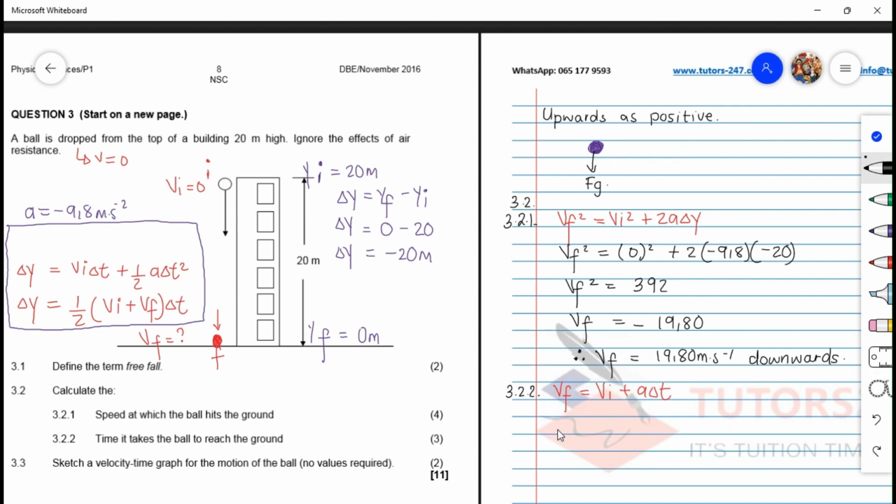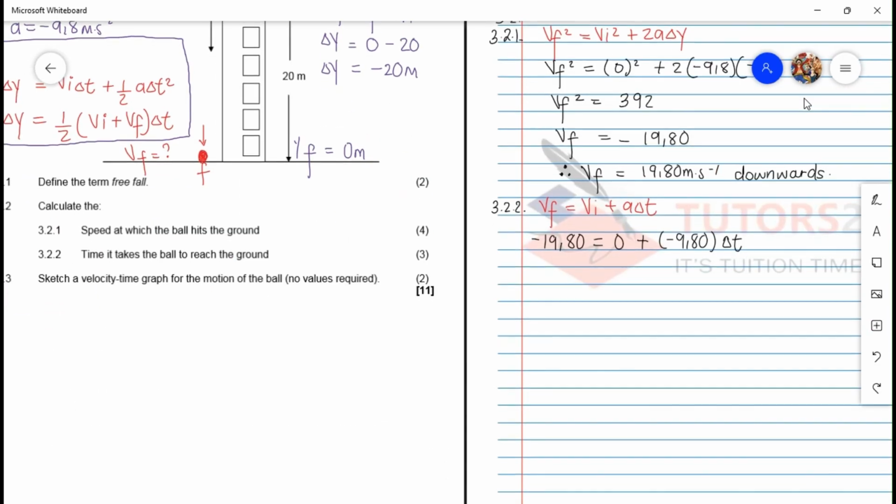Okay, now let us substitute. So our value Vf is negative 19.80. Our initial velocity is 0 plus our value of a is negative 9.8 and delta t. That is the value that we are looking for.